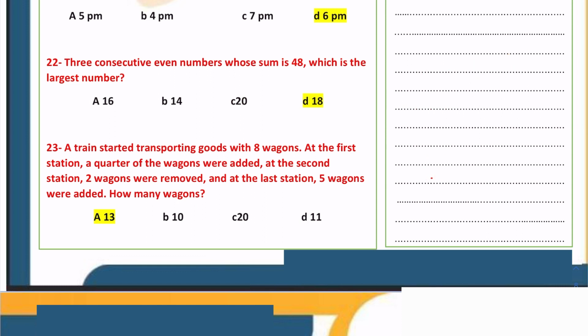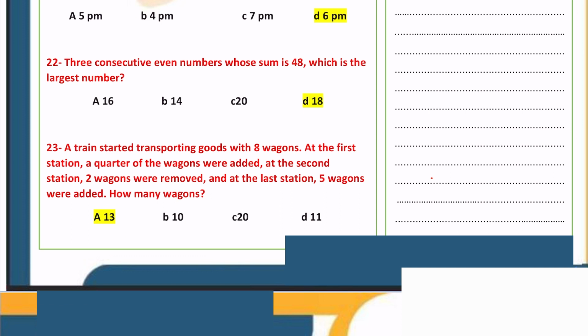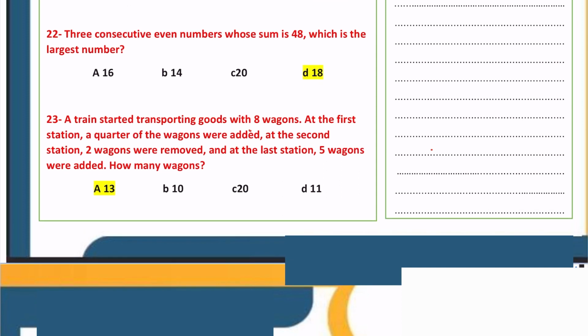A train starts with 8 wagons. At the first station, a quarter of the wagons was added. A quarter of 8 is 2. So we add 2 plus 8, which is 10. At the second station, 2 wagons were removed. Okay, I will remove 2, so it's again 8. And at the last station, we add 5, so it will be 13. Okay, so the final will be 13.